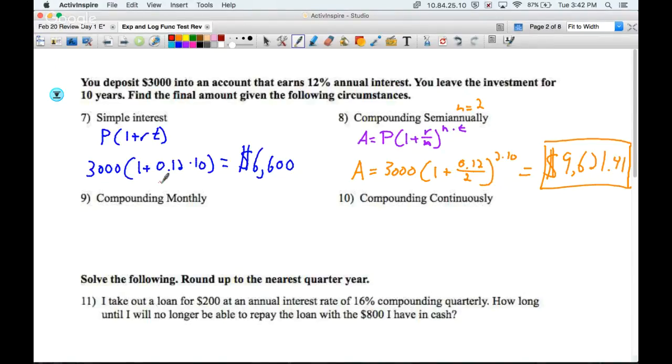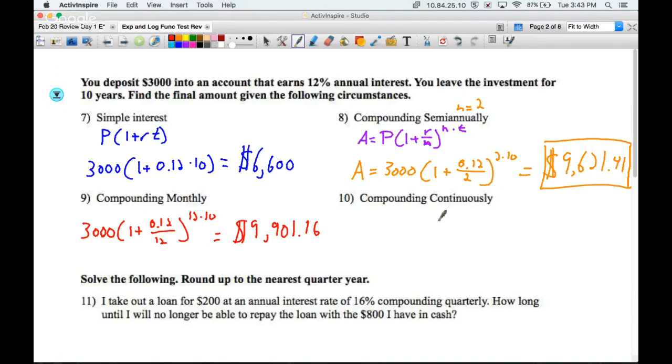Let's see if we can go even higher by compounding monthly. So that's going to be 3,000 times 1 plus 0.12 divided by 12 to the power of 12 times 10. So 3,000 times 1.01 to the power of 120. We get $9,901.16. So we get more money than compounded semi-annually by compounding monthly.